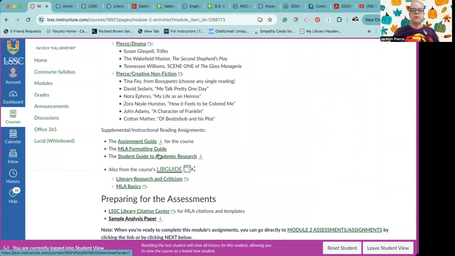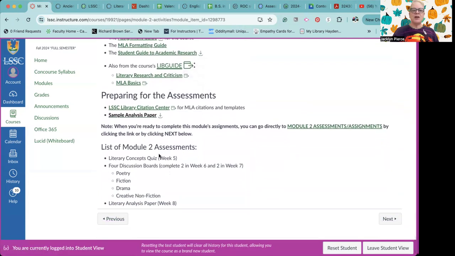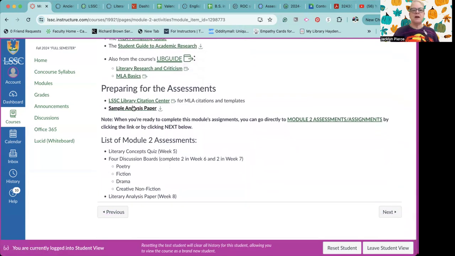I don't expect you to have read everything by the end of this particular week, since this one goes from now until week 8. There is a link to a sample analysis paper if you want to take a look at that ahead of time. And then in week 5, you're going to have the literary concepts quiz. In week 6 and week 7, you have 4 discussion boards, 2 in each of those weeks. And then finally, in week 8 is the bigger paper, the research paper on literary analysis.